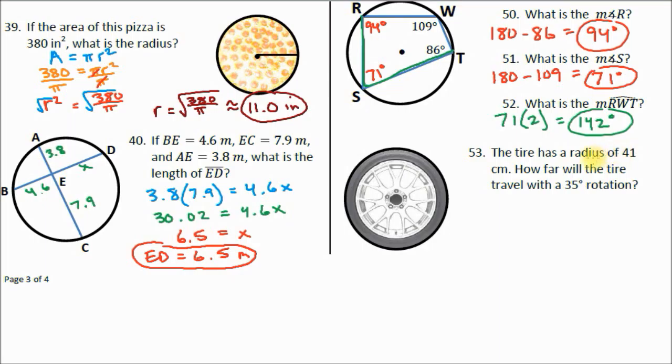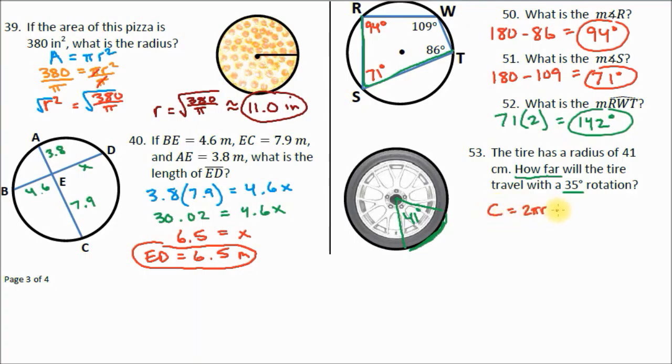Last question in this column. The tire has a radius of 41 centimeters. How far will the tire travel with a 35-degree rotation? When you say how far, we're talking about not area, we're talking about circumference. If I drove until my tire just turned 35 degrees, this would be how far I traveled. That's an arc length. So the first thing we have to figure out is, what's the circumference of this tire?